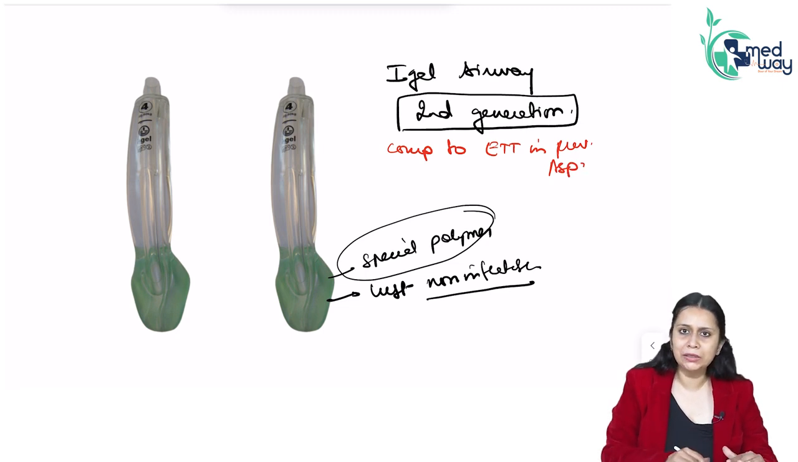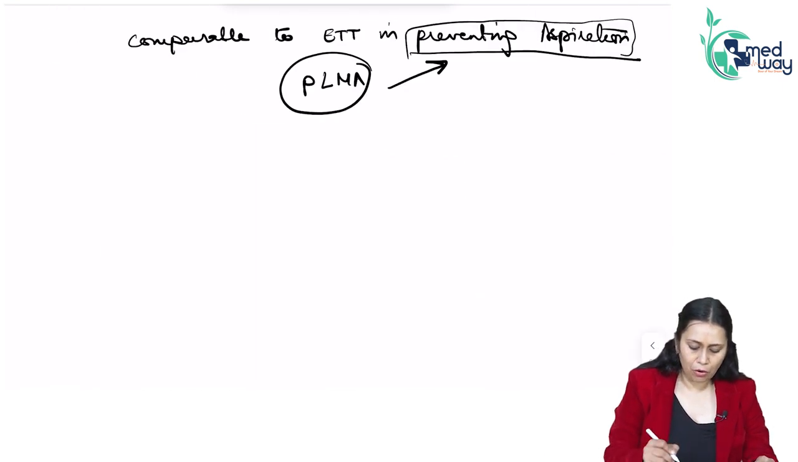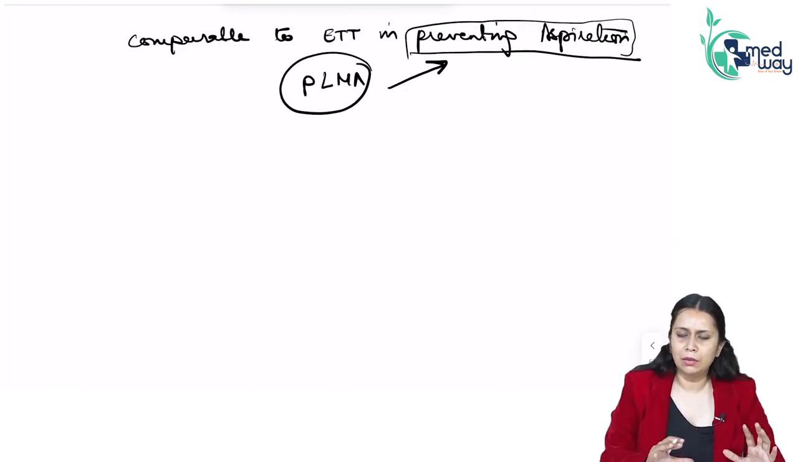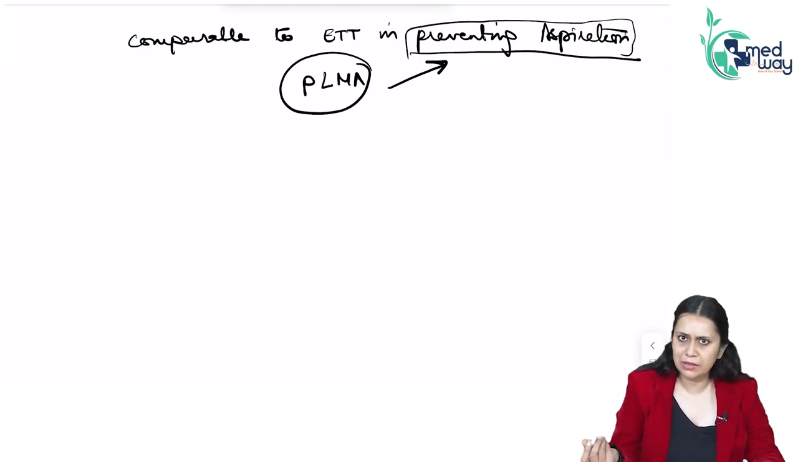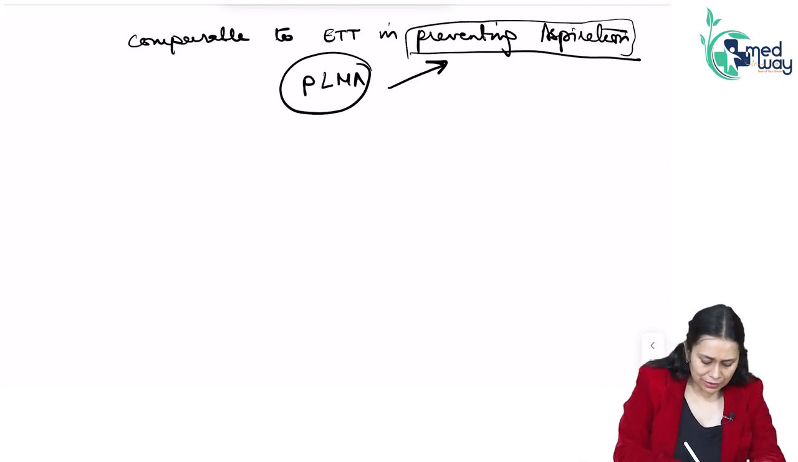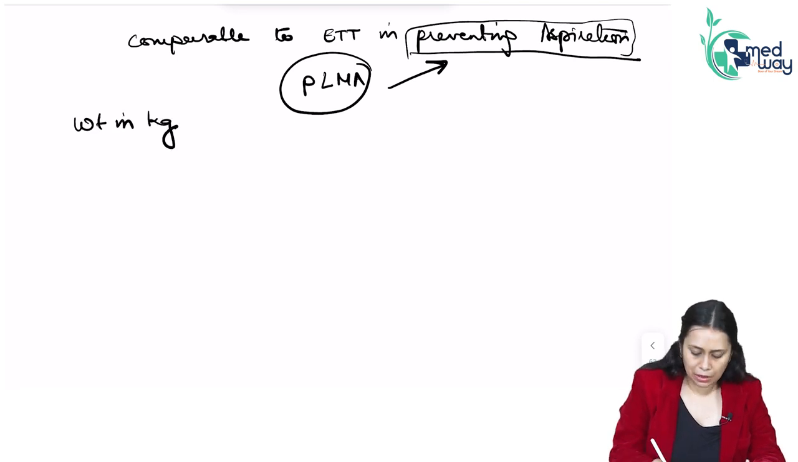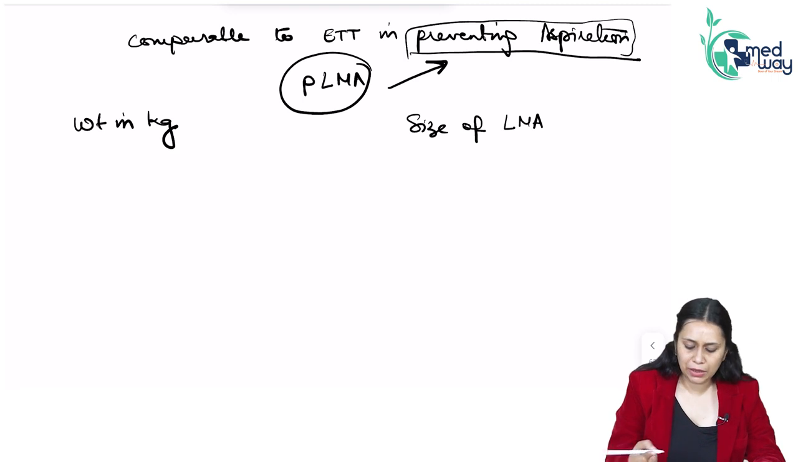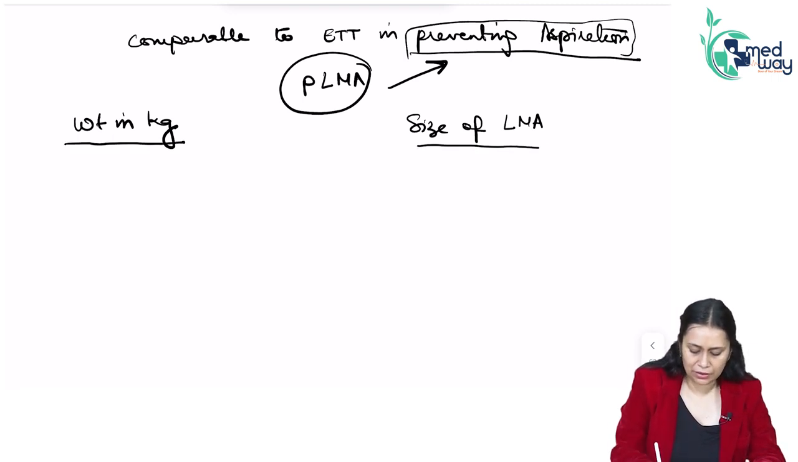Now whether it is your classical LMA or ProSeal LMA or iGel, all three come in sizes for both pediatrics and adult. So how do we decide the size? Size is decided by weight in kg. Now for an endotracheal tube, the size is decided by the age. Here the size is decided by body weight. So weight in kg, size of LMA.